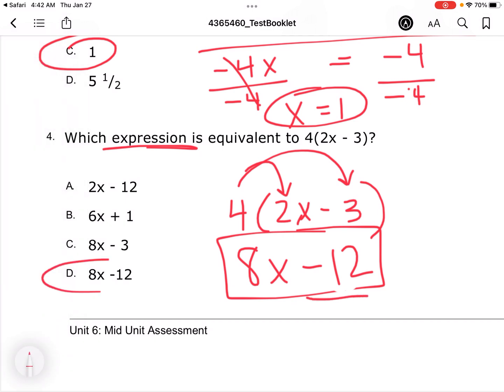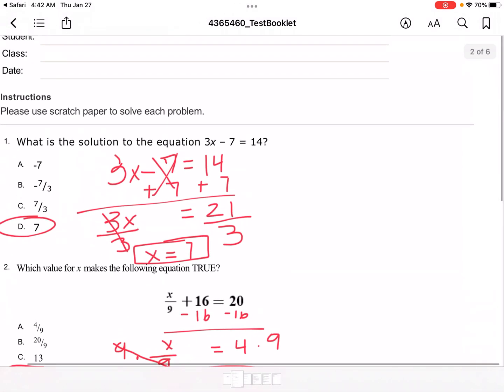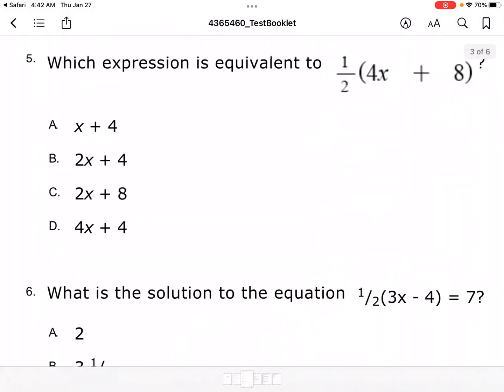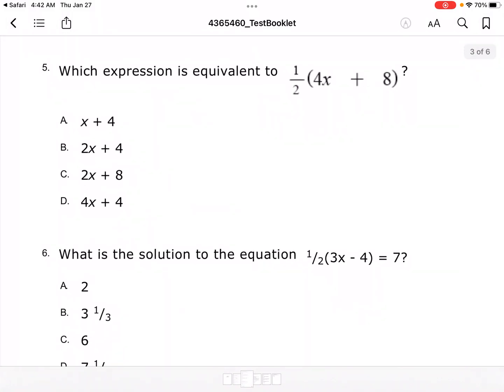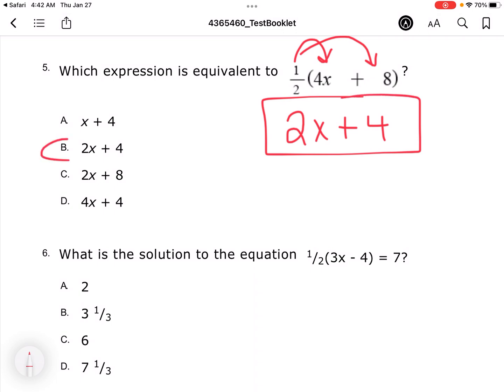Goodness gracious. So 8x minus 12. All right. Which expression is equivalent? So now you're using a fraction. We're going to use it the same exact way. 1/2 times 4x. So half of 4 is 2 with an x. We're just bringing the x along for the ride. Half of 8 is 4. So plus 4. So 2x plus 4.